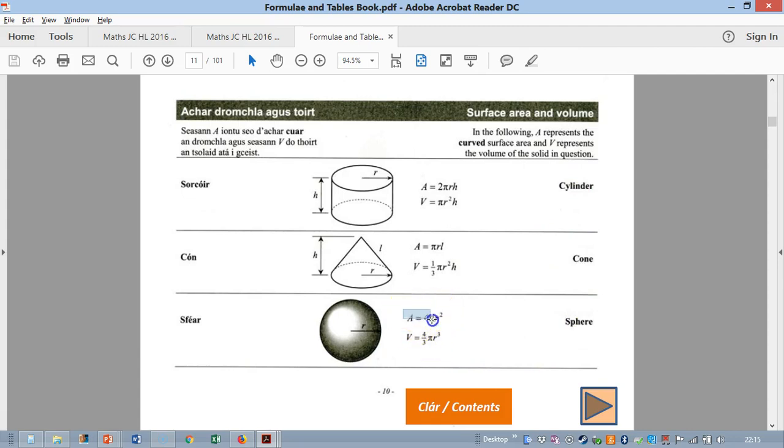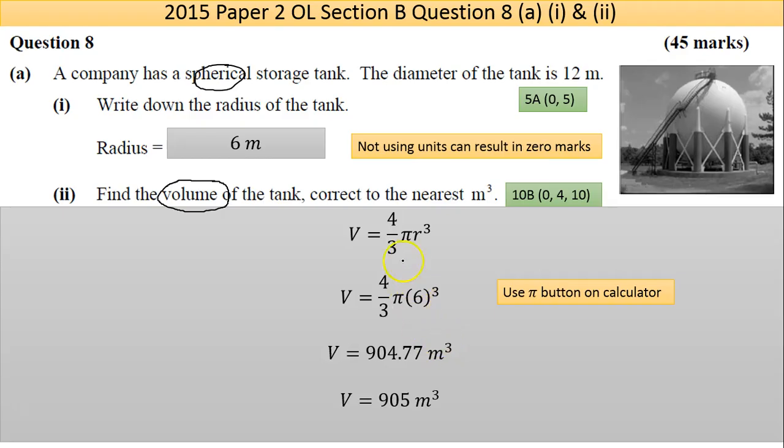Now I often see this being used incorrectly for the volume. That's for the surface area. The volume is this one here, 4/3 pi r cubed. So that's where I got the formula for this here. So I've written my formula out.